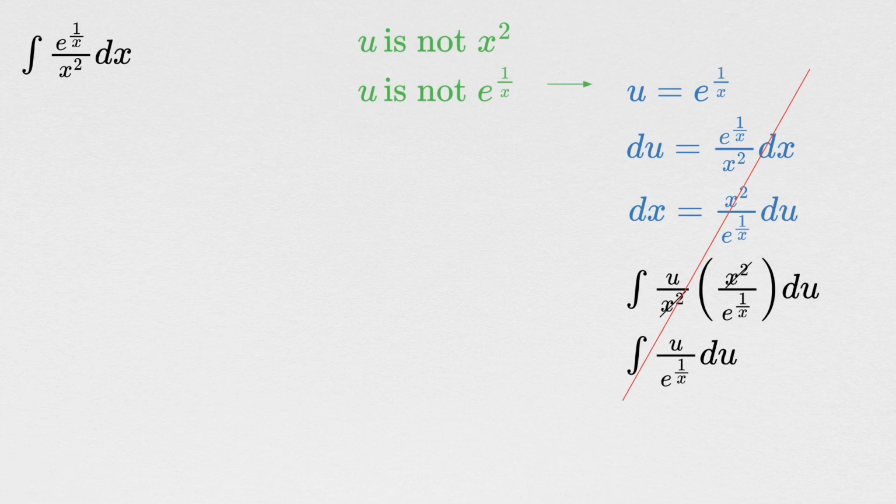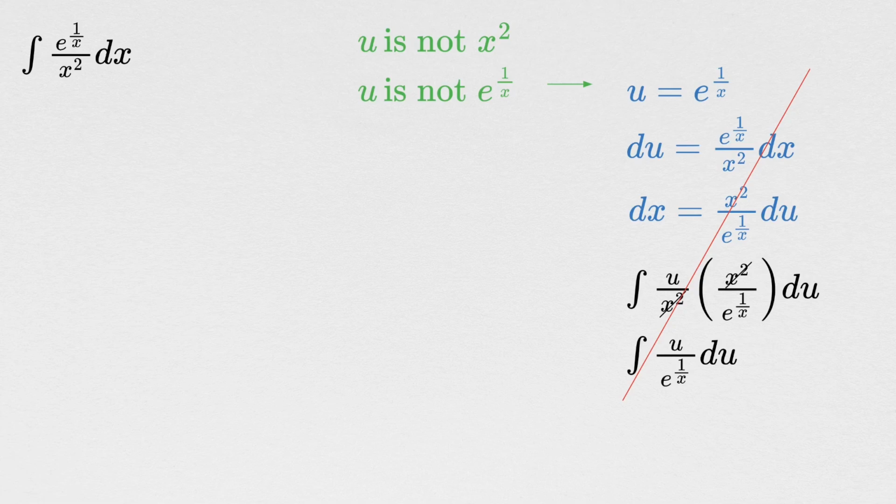Integrate e to the 1 over x divided by x squared dx. There are a few definitive statements we can make about this right away. U is not x squared. This is because no amount of differentiating a polynomial term like x squared is going to allow us to cancel out an exponential e to some power. They take different forms.